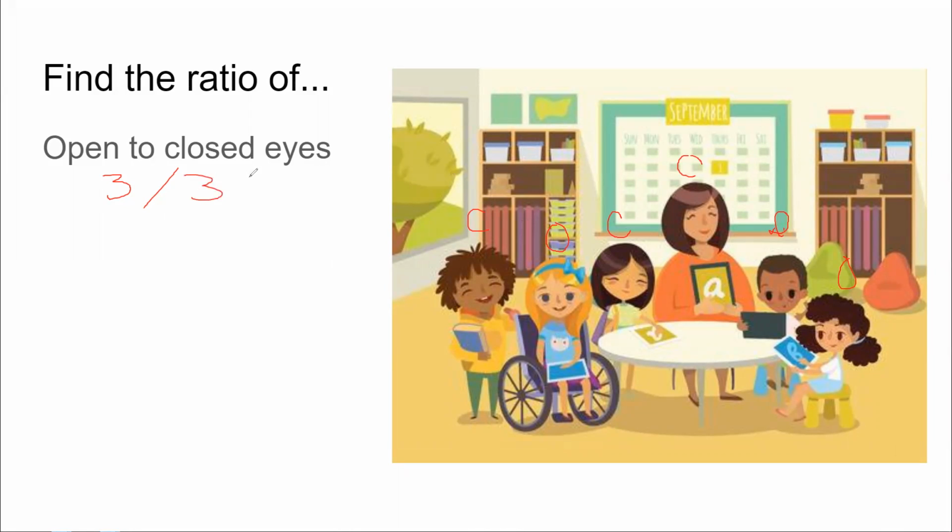So it's 3 to 3. We're going to simplify that. So it's 1 to 1, which actually just simplifies to 1. So for every 1 open eye, we have 1 person with closed eyes.